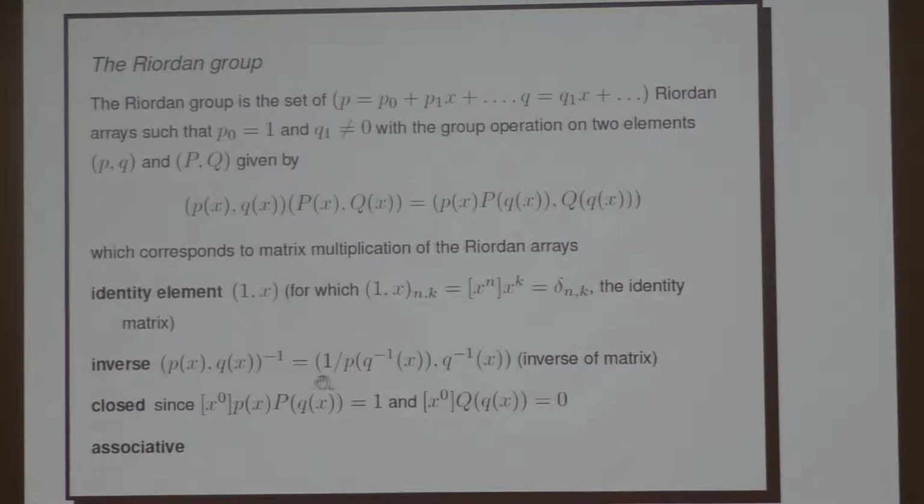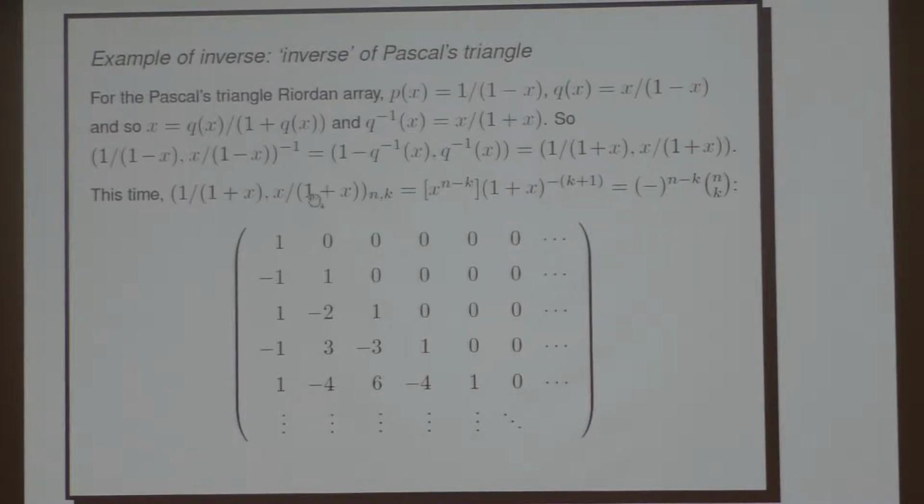Just out of interest, and for fun, to get some idea about how these things work, we can actually work out the inverse of the one Riordan array we already know about, which is Pascal's triangle. So what is the inverse of Pascal's triangle? Normally we don't think of a triangle having an inverse, but of course if it's written in matrix form, an infinite lower triangular matrix, then it's going to have an inverse, as long as the determinant's not 0. So we just use the formula for the Pascal's triangle Riordan array.